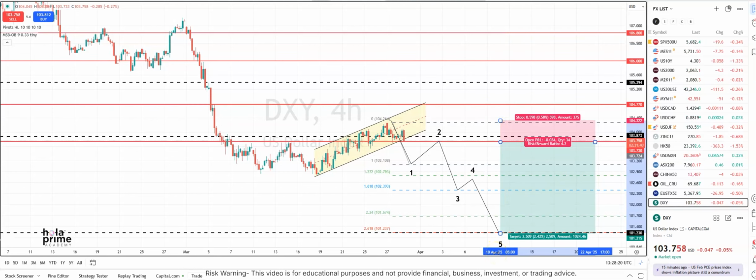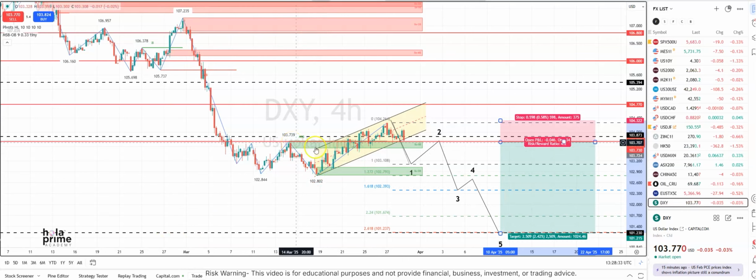If we just overlay some oscillators or some technical drawing tools here, we can also see that this is a market structure break, that the move down to what can potentially be wave 1 is then a demand zone.